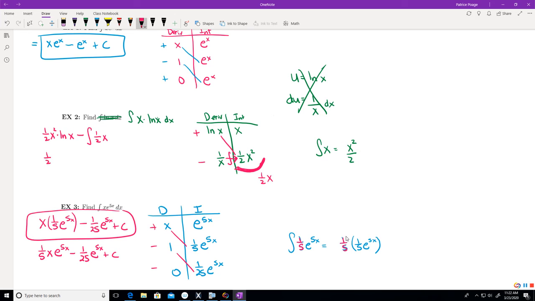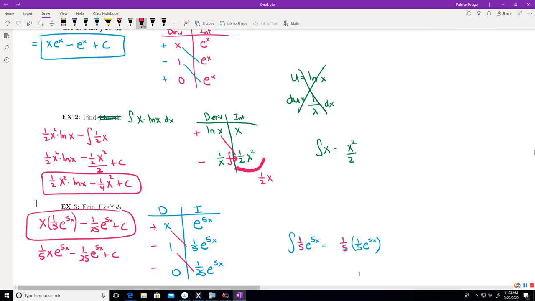So this one will stay 1/2 x squared, natural log of x, minus, I'm going to integrate this. So it'll be 1/2 x to the 2 divided by 2 plus c. So I end up with 1/2 x squared times natural log of x minus, dividing by 2, same thing as multiplying by half. So 1/2 times 1/2 is 1/4 x squared plus c. It's all right if I lost you on that one, we got 2 more to go.